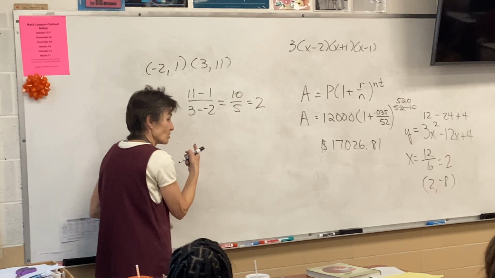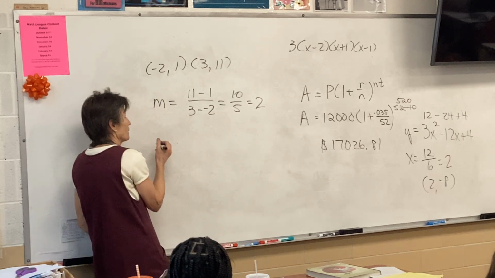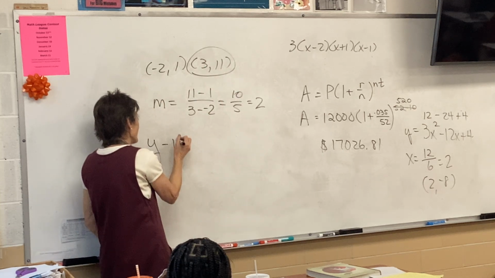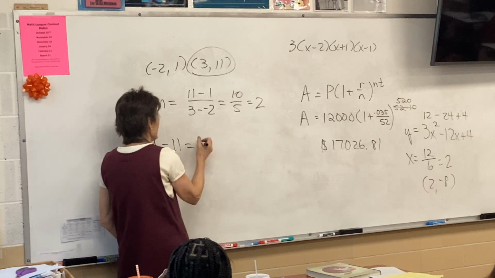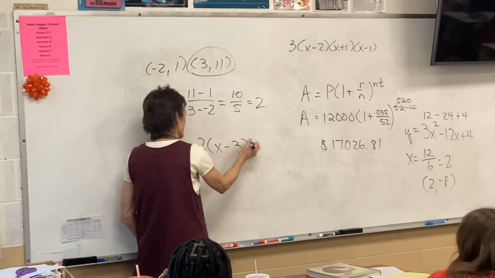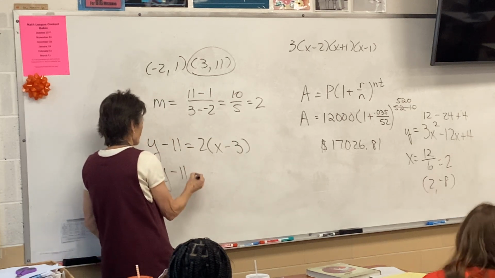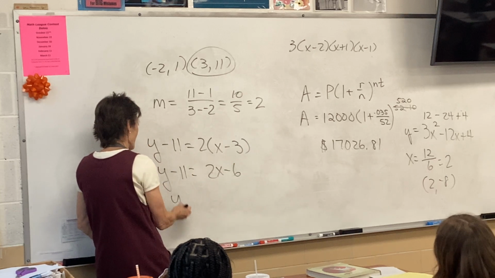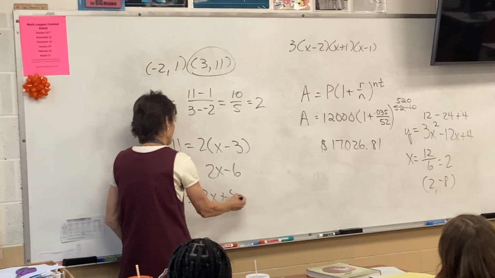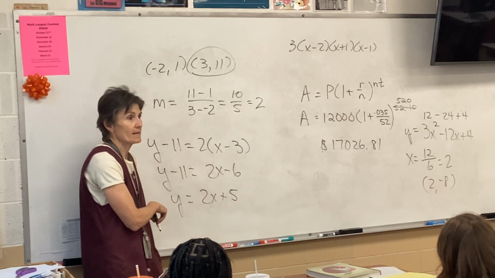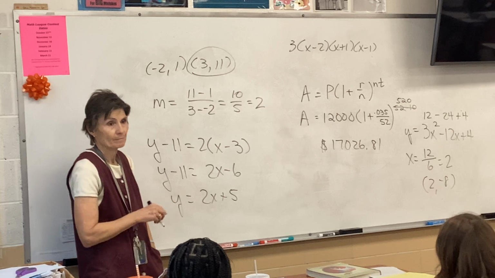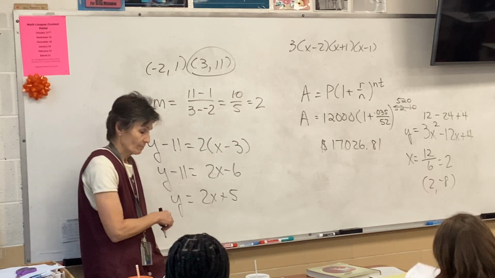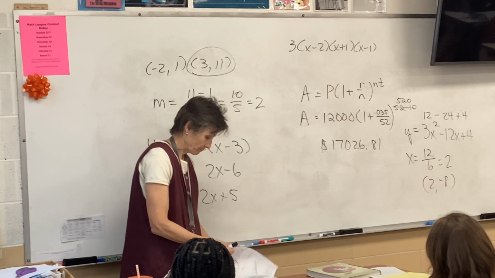This is not the answer though, I need my whole equation. So I'm gonna pick a point, I'll pick that one. Y minus 11 equals 2 times x minus 3. So y minus 11 equals 2x minus 6. Add 11. And there is the answer to the question. It's y minus y1 equals m times x minus x1. All right, that's your answer.